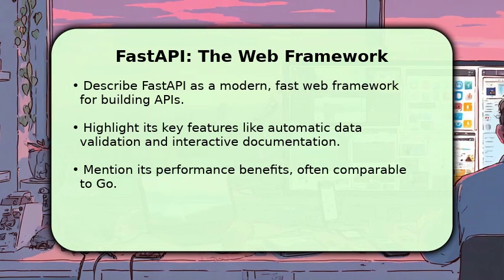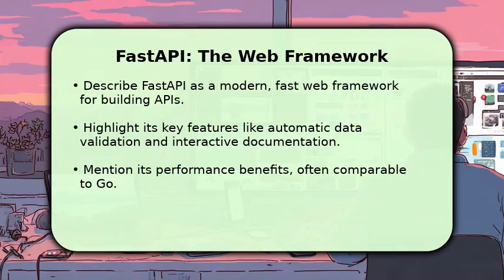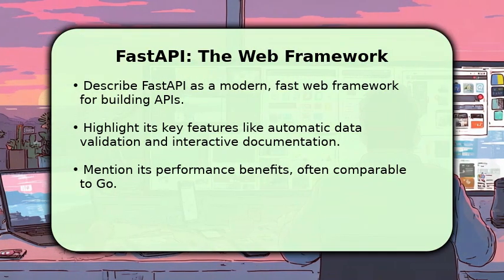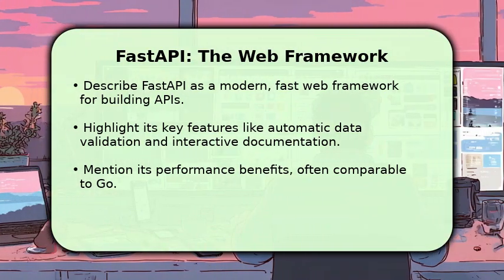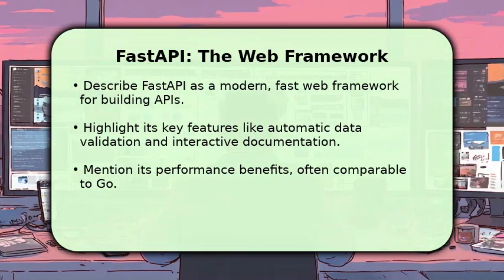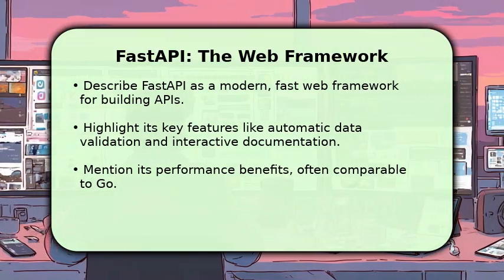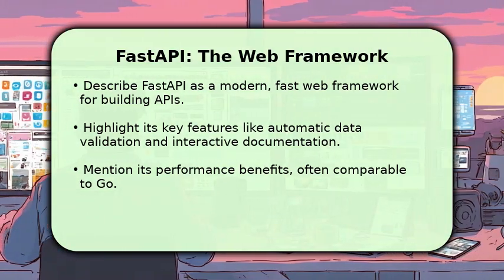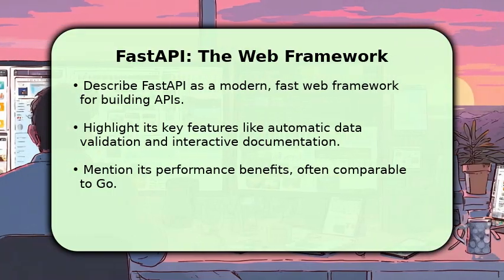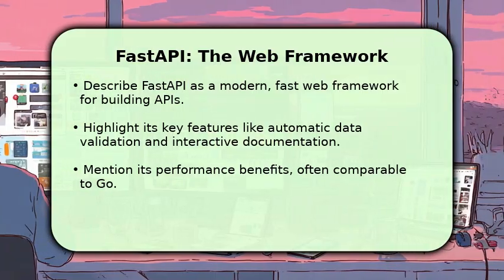FastAPI is a modern, high-performance web framework for building APIs with Python 3.7+. It boasts automatic data validation, serialization, and interactive documentation, saving developers significant time. Its performance is often comparable to compiled languages like Go, making it an excellent choice for demanding applications. It leverages standard Python type hints for robust and clear code.